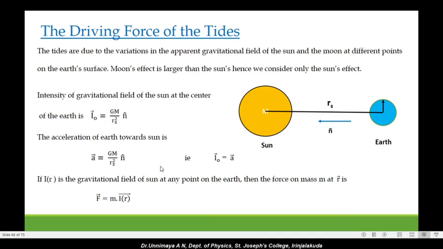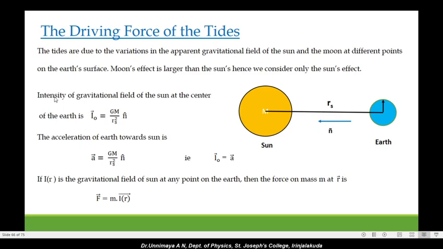Okay. So in order to understand this driving force of the tides, consider the situation. We have sun. This is the center of the sun, and we have earth. This is the center of earth. The distance between the center of sun to the center of earth is rs, and the radius of earth is r.